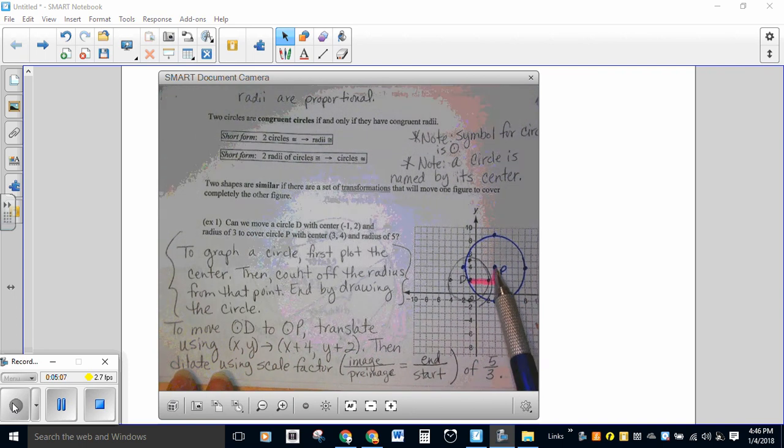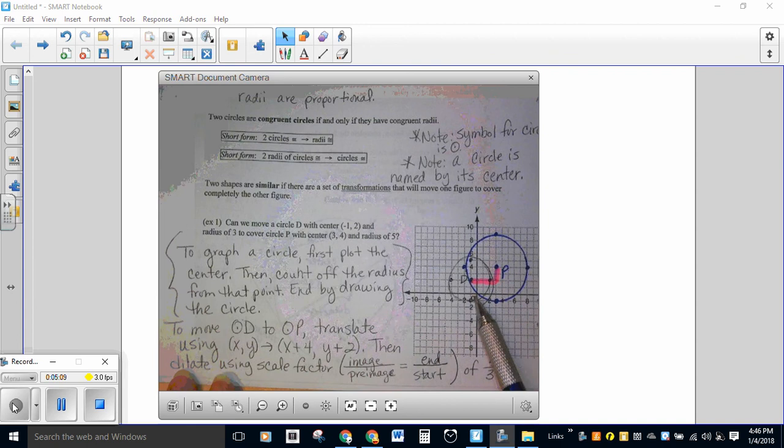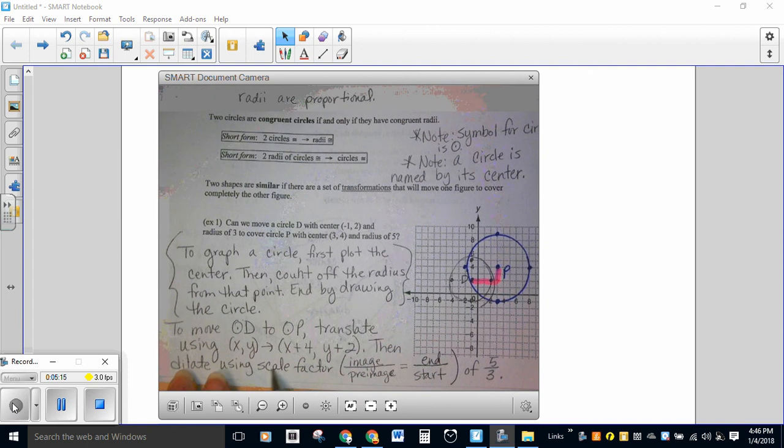Then I have to make circle D big, like P, so I'm going to dilate it, using dilation and a scale factor of 5 over 3. If you notice, this is the lengths of our radii. I always do the image over the preimage. The image is where I end up, which is circle P, and my preimage is where I start, so that's circle D.